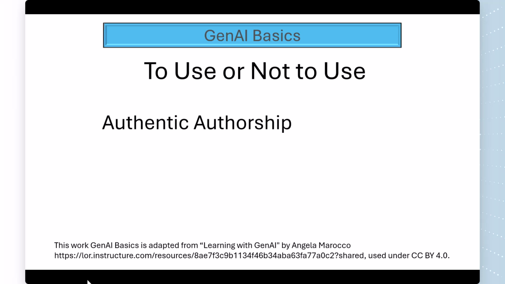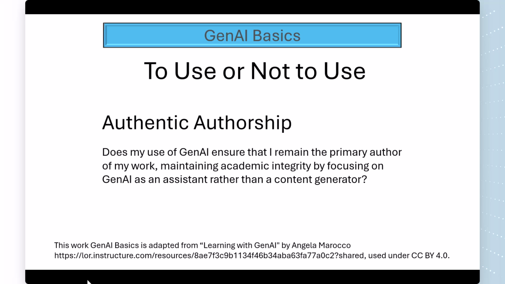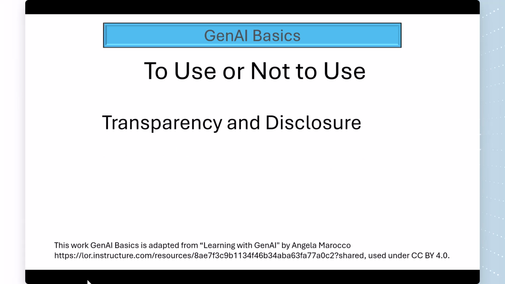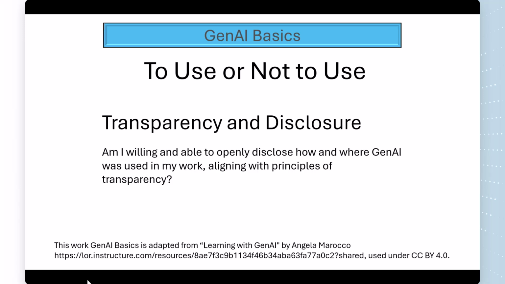GenAI as authentic authorship. Does my use of GenAI ensure that I remain the primary author of my work, maintaining academic integrity by focusing on GenAI as an assistant rather than a content generator? GenAI as transparency and disclosure. Am I willing and able to openly disclose how and where GenAI was used in my work, aligning with principles of transparency?